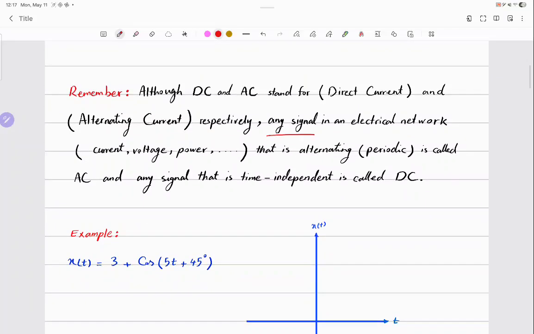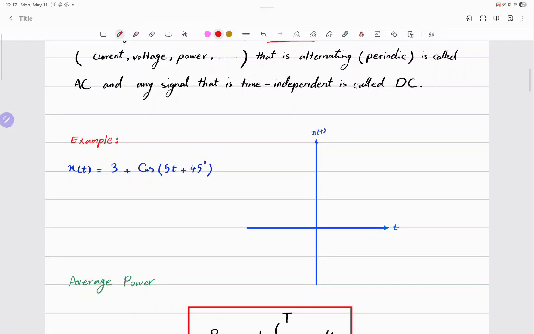Now, one thing that I've already mentioned, what does DC stand for? Direct current. But we use DC not only for current, for voltage and power too. Okay? DC and AC are general terms. Now, for example, what does this signal look like? So you have a cosine function, but instead of fluctuating or oscillating about 0, it's oscillating about 3.